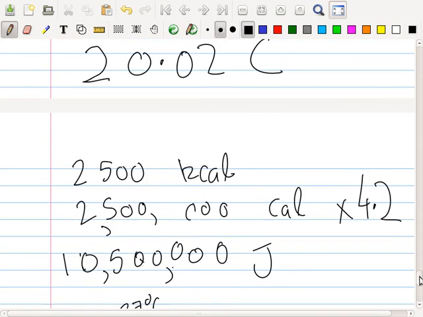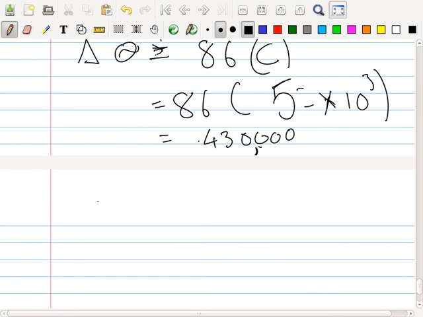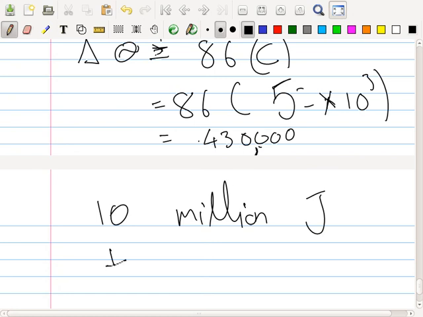But how much energy does he need per day? He needs 10.5, so let's just say he needs 10 million joules, and this is roughly half a million. So all I'm saying is, to increase your body by 1 degree, you need a lot of energy to do this.